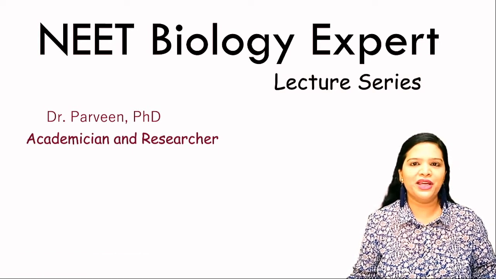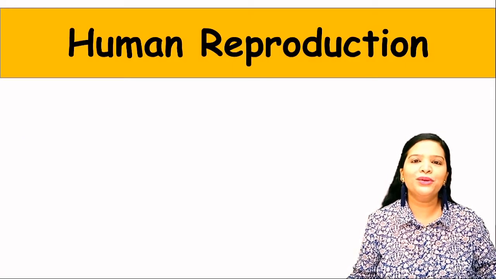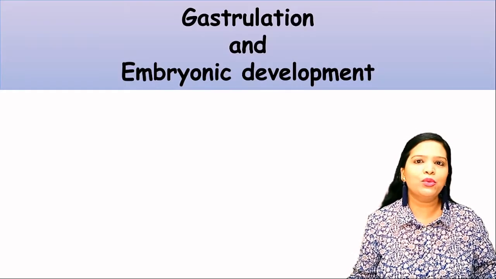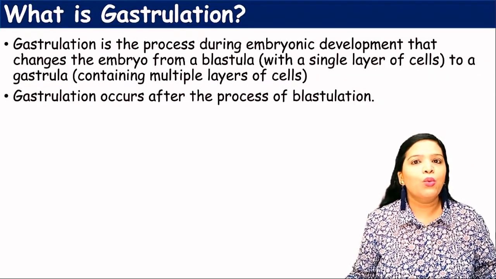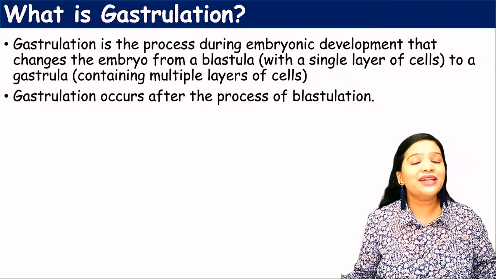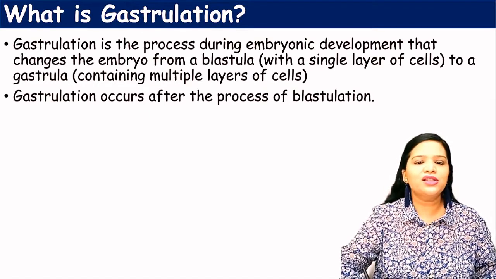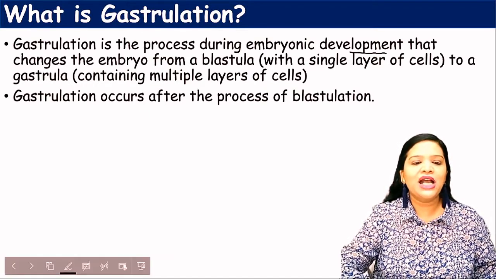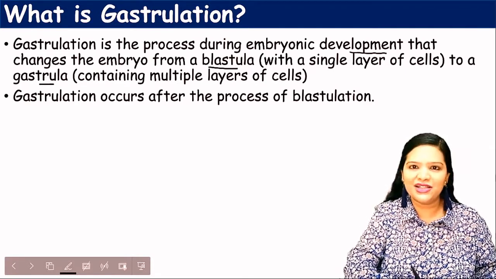I am Dr. Parveen. In this lecture series, we are studying Class 12 Biology Chapter Human Reproduction. In this particular lesson, we are going to study in detail about gastrulation and embryonic development. First, what is gastrulation? What is the definition for the word gastrulation? Gastrulation is the process during embryonic development that changes the embryo from blastula into gastrula.